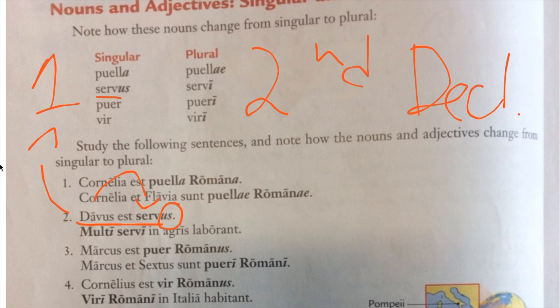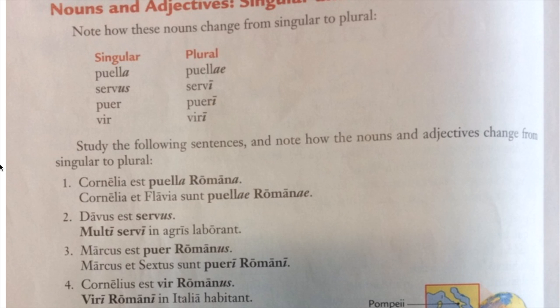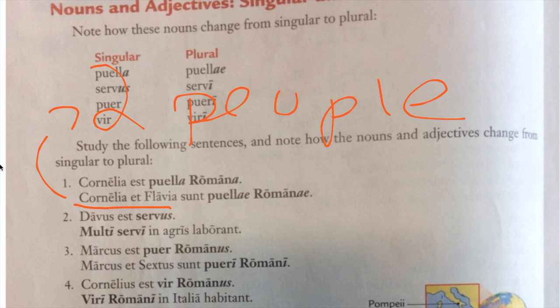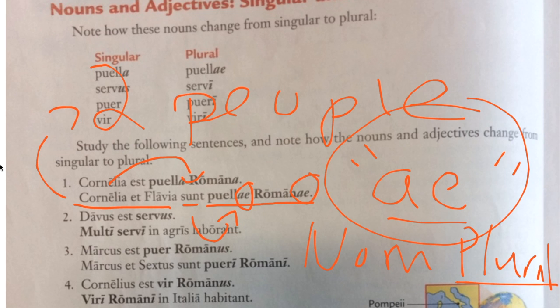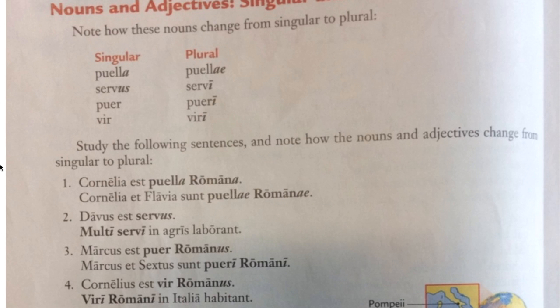For examples of plural nouns, Cornelia and Flavia are two people. And so in describing them as Roman girls, we would say puellae Romanae. Cornelia et Flavia sunt puellae Romanae. This AE ending is characteristic of a nominative plural ending. So if you see a word you recognize as a noun and it ends with the letters AE, it's probably nominative plural, although there are instances in which it might be a different case, but we'll cross those bridges when we get there.